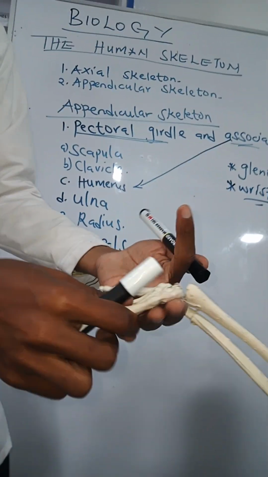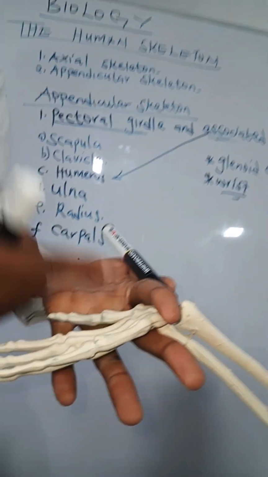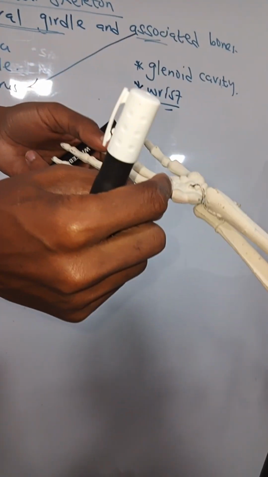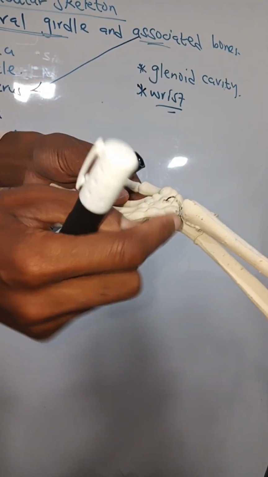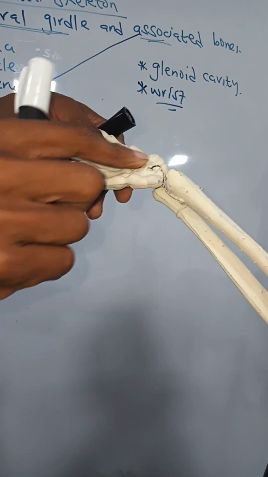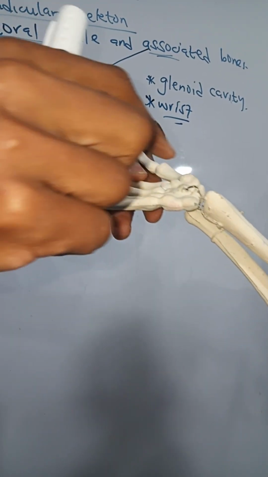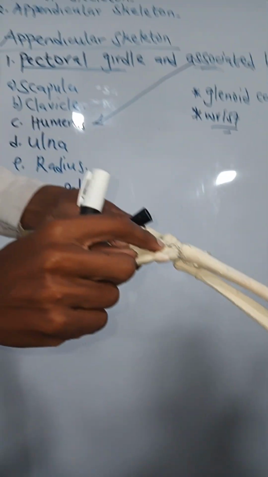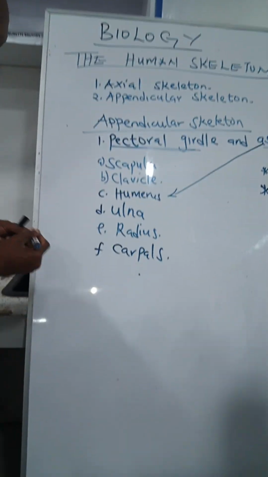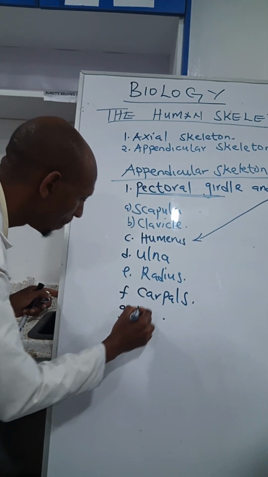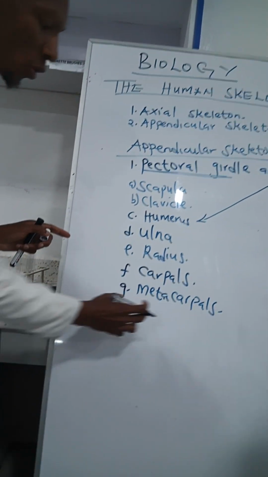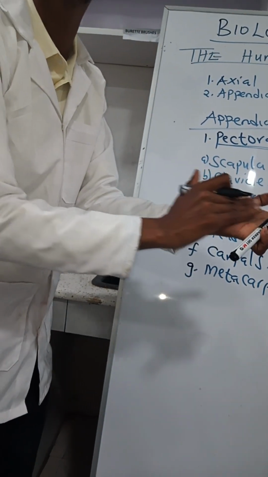What about in your palm? Do you know what is your palm? Yes, from here to here. That is the palm region. In your palm, there are these bones which are found here. This is the palm. So those bones which are found there, they are called metacarpals. Say metacarpals. Metacarpals. So here I will write G. Metacarpals. Where are those bones found? In the palm region.